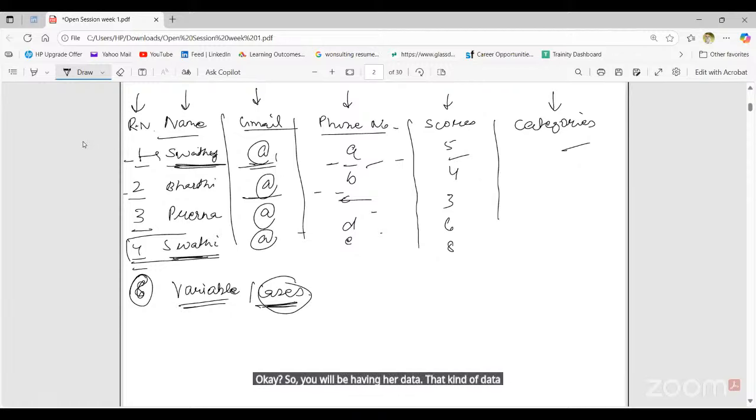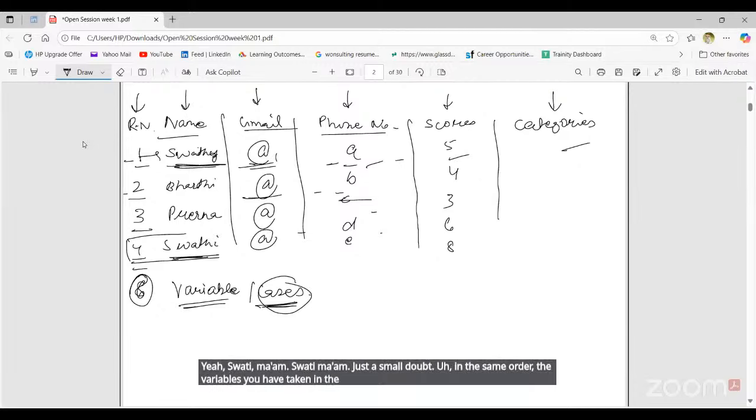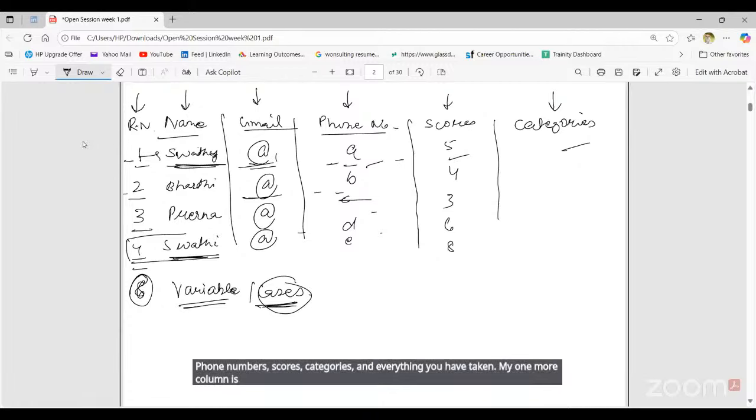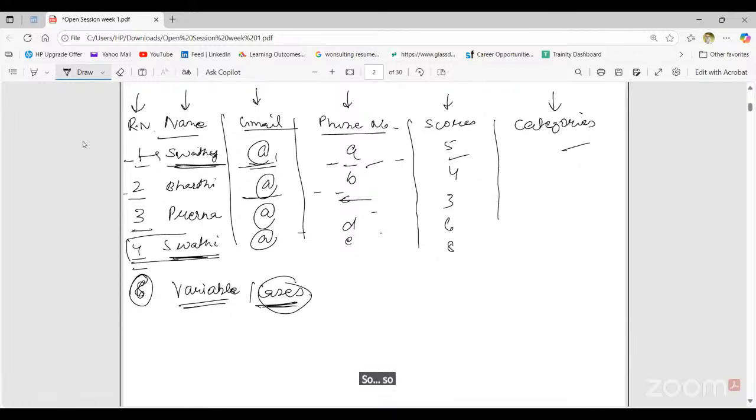Swati ma'am, just a small doubt. In the same data, the variables you have taken in the columns are name, Gmail ID, phone number, scores, and categories. If one more column arises with the data of a particular city, like all the students belong to Chennai, so my city will be Chennai for all the people. Is city a variable there?